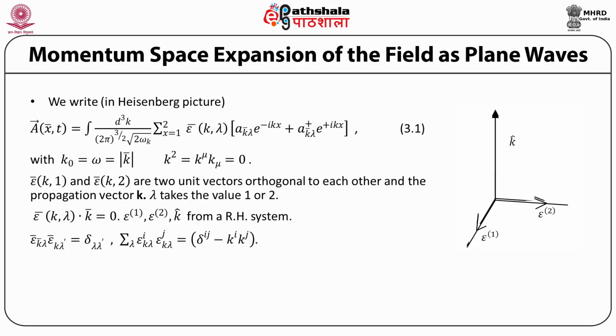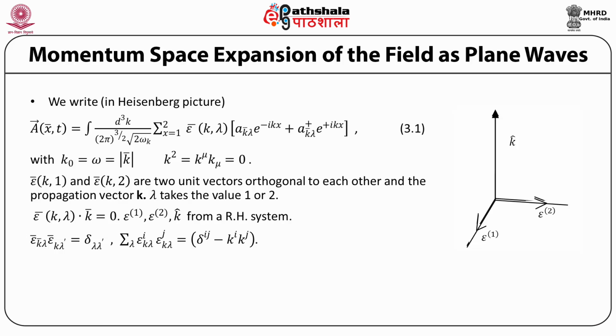K naught, of course, is equal to omega, the energy, which is the modulus of the K vector also. K squared, K mu K mu, is equal to 0 for the photon. Epsilon vector K1 and epsilon vector K2 are two unit vectors orthogonal to each other and to the propagation vector K, and lambda takes the values 1 and 2. Epsilon vector K lambda dot K vector is equal to 0, and epsilon 1, epsilon 2 and K vector form a right-handed system as shown in the figure on the right.